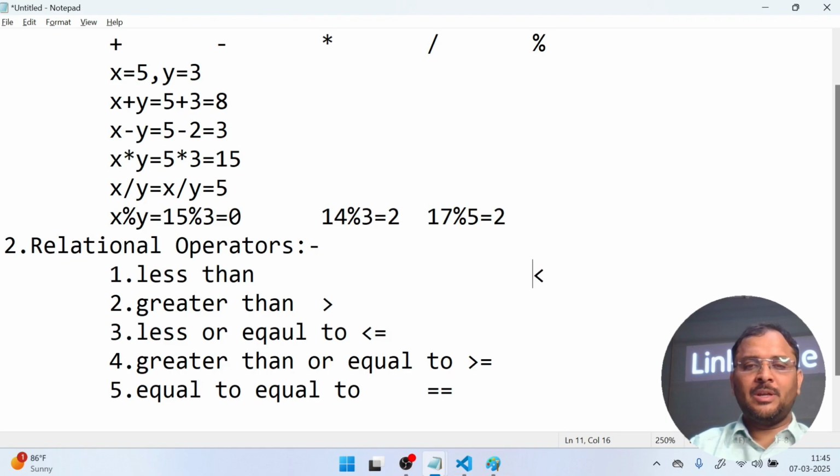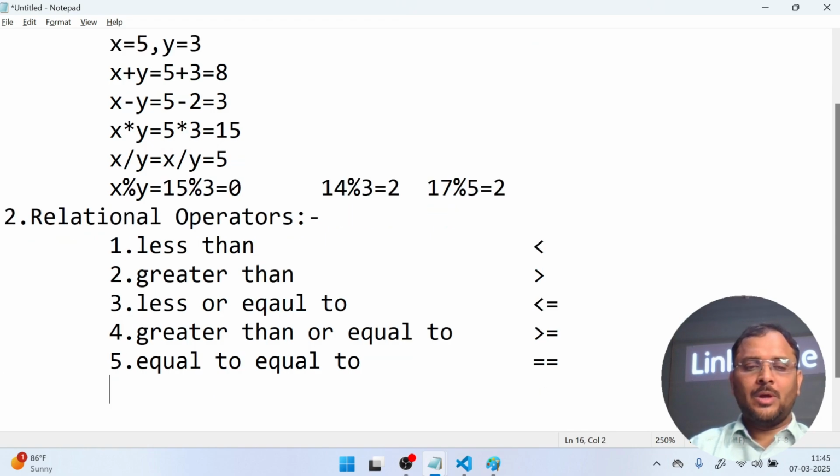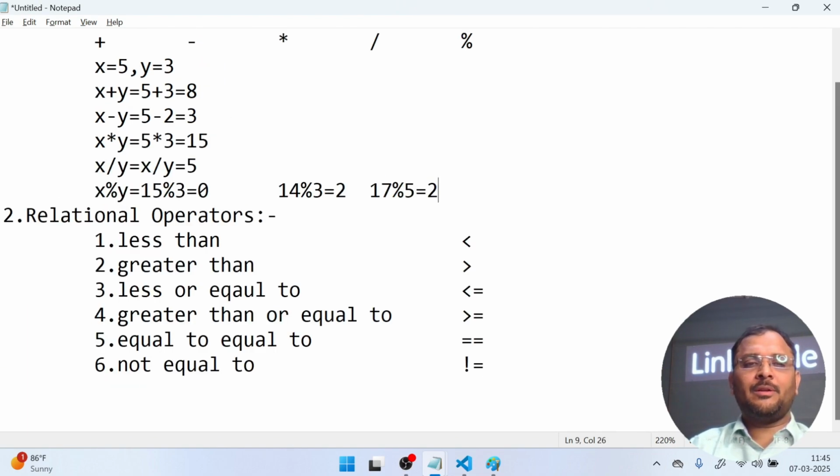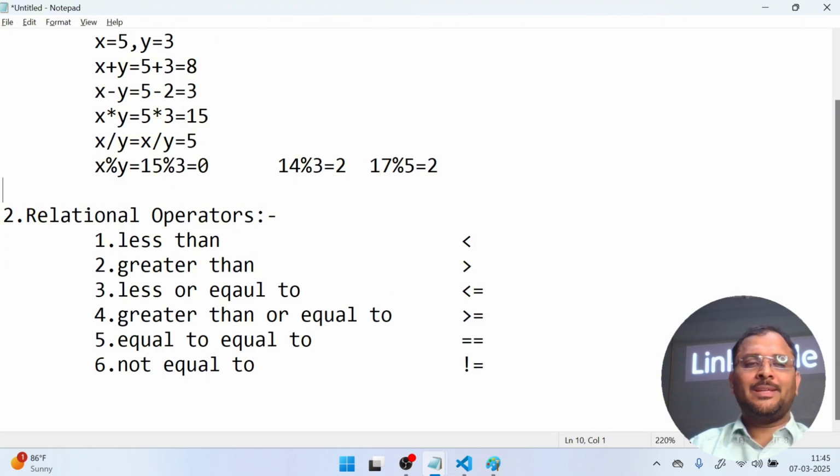So please make a list of these operators properly. Less than or equal to, greater than or equal to, equal to, and the next one is not equal to. So these are the relational operators in front of you: less than, greater than, less than or equal to, greater than or equal to.